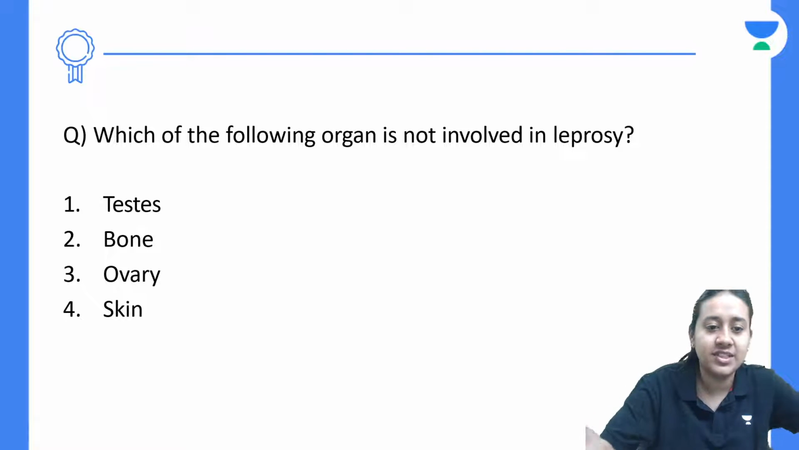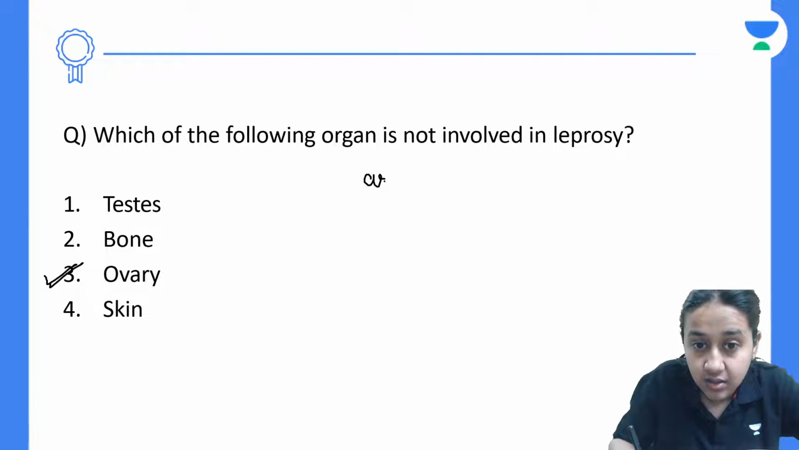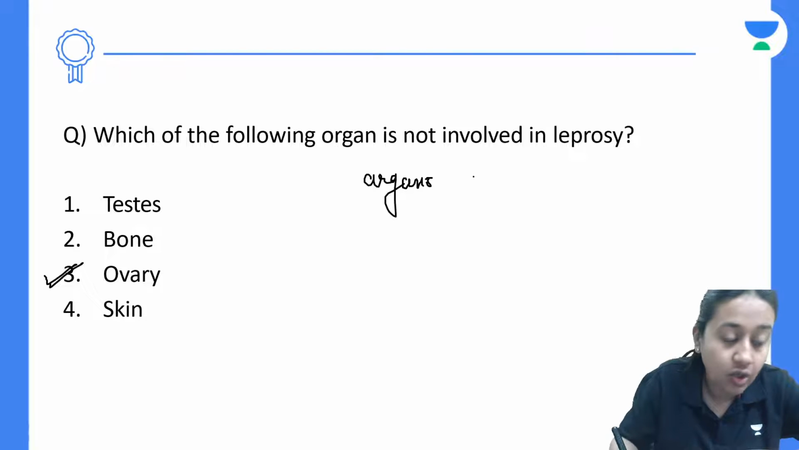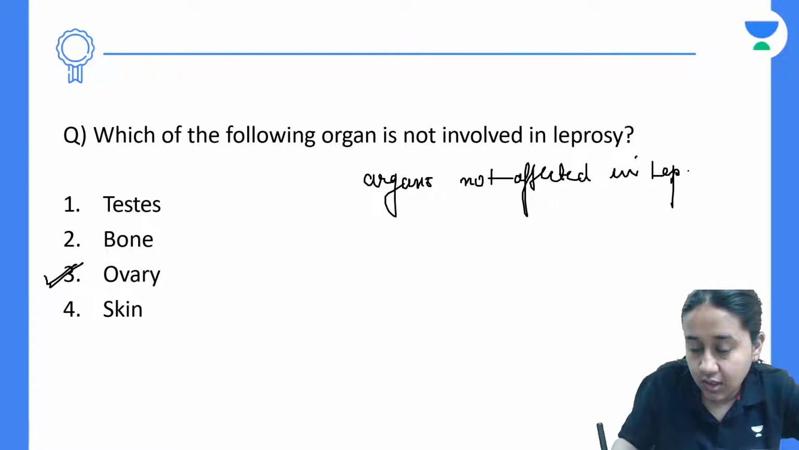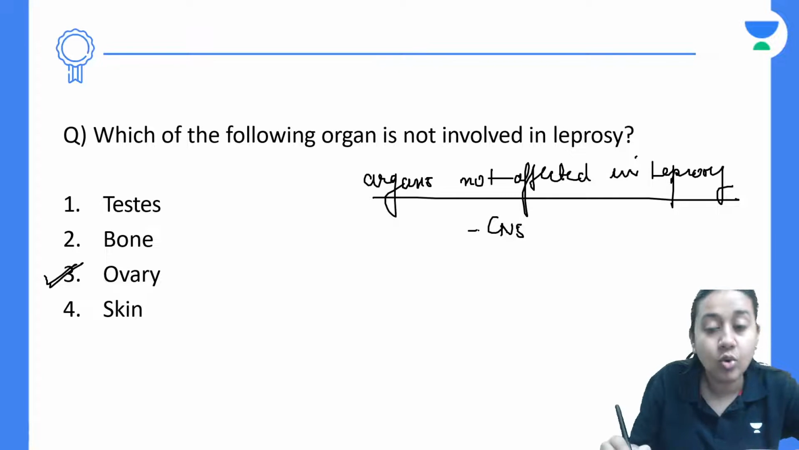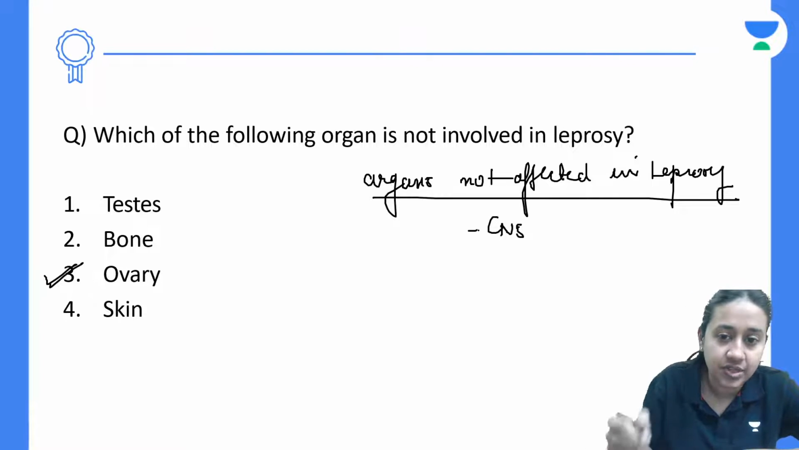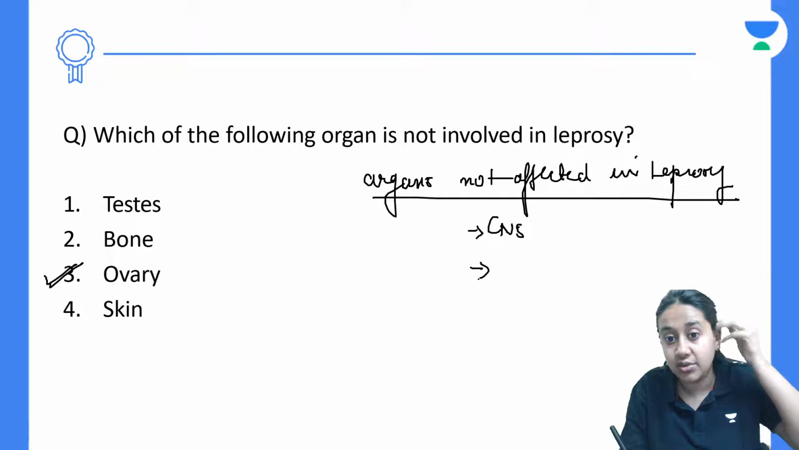Amazing. The answer to this question is very simple. It is ovaries. So please write down what are the organs which are not affected in leprosy. It is important because sometimes you get the question. Starting from the top, it is the central nervous system. Only the peripheral nervous system is involved. The central nervous system is not involved in leprosy patients. This is something which you need to know.